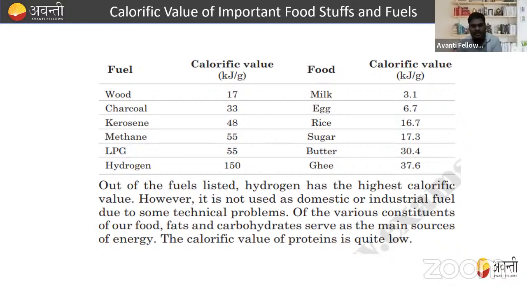Similarly, sugar has 17.3, butter 30.4, and ghee 37.6. So this is the calorific value for the different things, right? Ghee has a very good calorific value. Now, out of the fuels listed, hydrogen has the highest calorific value. However, it is not used as a domestic or industrial fuel due to some technical problems, like its method of preparation. It is very difficult to prepare hydrogen. Of the various constituents of our food, the fats and carbohydrates serve as the main source of energy. The calorific value of protein is quite low, right?